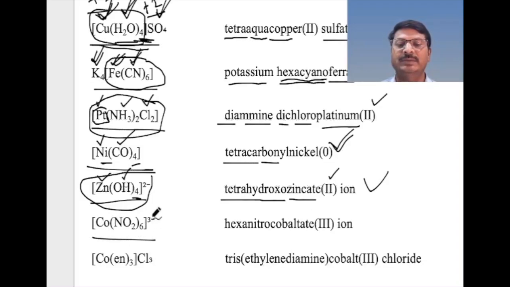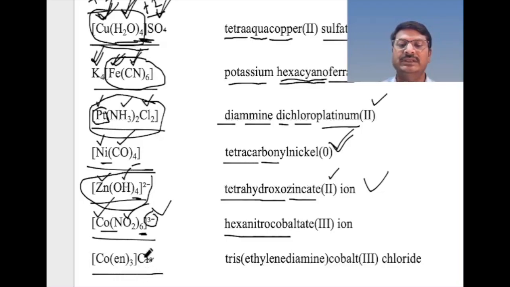One more example. [Co(NO2)6]3-. It is also a negative charge complex. The central metal is cobalt and the ligand is nitrogen dioxide. So what is the name of the compound? Hexanitro, hexa because the total number of ligands is 6, NO2 will be written as nitro, cobaltate, because it is a negative complex. That's why I am writing hexanitrocobaltate(III) ion.